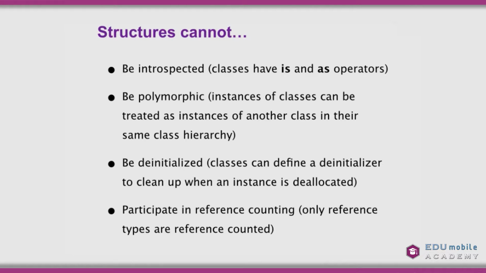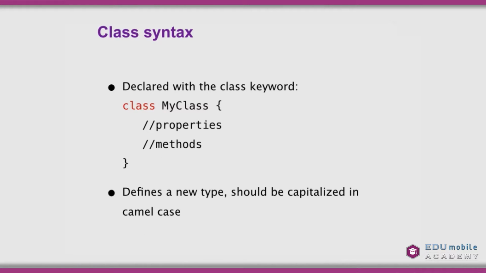Classes can be deinitialized. In other words, classes can define a method called deinit to clean up when an instance is deallocated. Structures can't do this because structures, again, are value types. They're not allocated on the heap, therefore they can't be deallocated. And structures, finally, cannot participate in reference counting. Only reference types, and that should be very obvious, only reference types are reference counted. Classes are, structures aren't. Okay, let's go on.